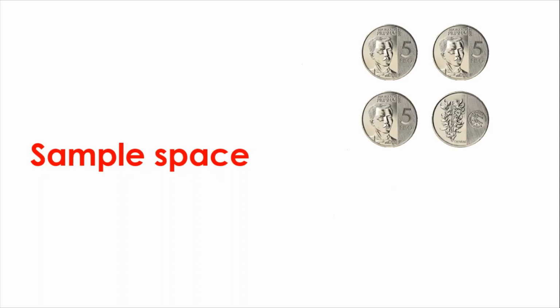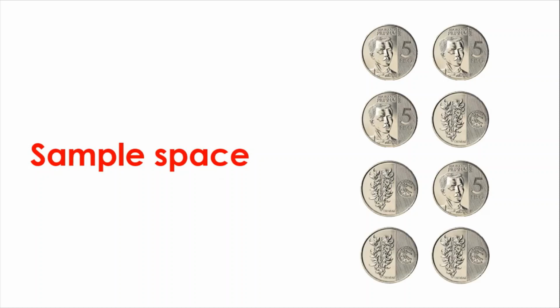First, you have to determine the sample space. In tossing two coins, the possible outcomes are both heads, a head and a tail, a tail and a head, and both tails. Take note that a head and a tail is different from a tail and a head. Since these are the only possible outcomes, the total number of outcomes is 4.